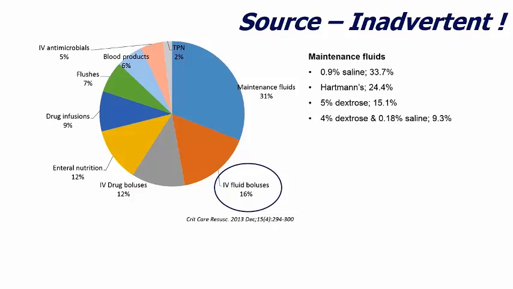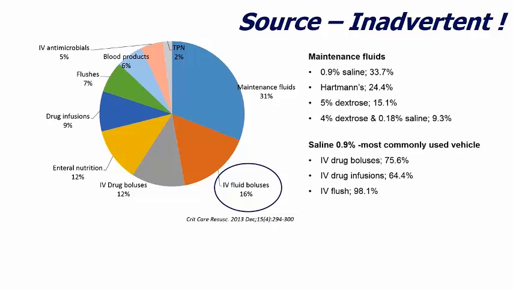Someone gets a drug bolus, like hydralazine, 10 mL, made up in 0.9% saline. All the arterial lines, center lines, they are flush-based systems. What's the flush you use? Heparin saline. In fact, 75% of the times the drugs are made up in 0.9% saline. Most of the drug infusions are made up in 0.9% saline, and almost all the flushes are made up in saline.